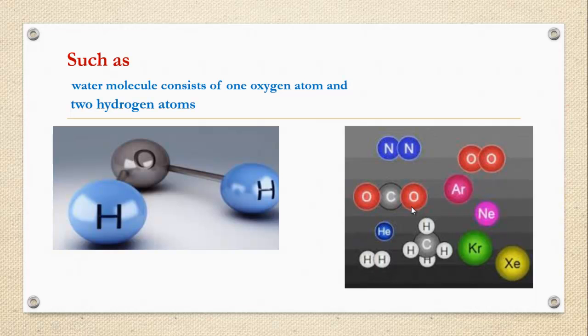But what about if the molecule consists of different atoms? Like this molecule. This is the molecule of carbon dioxide gas. This molecule consists of what? One carbon atom and two oxygen atoms. What does it mean? It means that this molecule consists of different atoms. So this is a molecule of a compound.